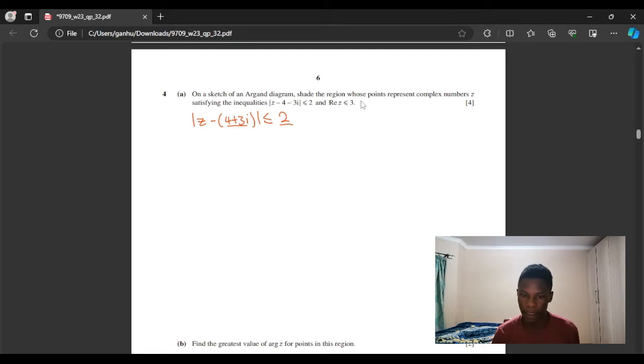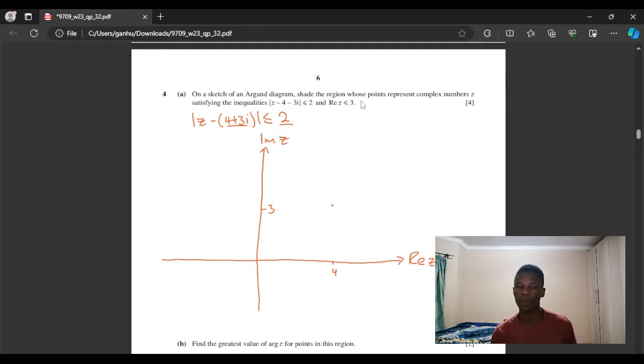So let's draw our Cartesian plane for the complex numbers. So this would be our real axis, and this would be our imaginary axis. So on the real, we're moving 4 units. Let's say 4 units is somewhere here. On the imaginary axis, we're moving 3 units. So our center would be over here. And now we have to draw a circle with a radius of 2. Of course, in this case, you should probably use your compass to get a perfect circle.